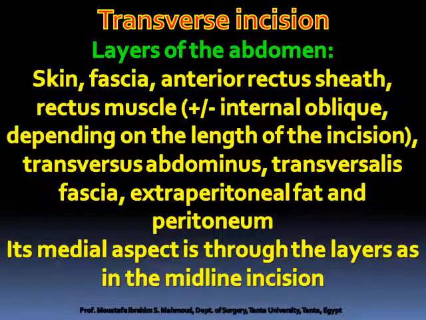The layers of incision of the abdomen are the skin, the fascia, the anterior rectus sheath, the rectus muscle, plus or minus the internal oblique, depending on the length of the incision, the transversus abdominis, transversalis fascia, extraperitoneal fat, and peritoneum. Its medial aspect is through the layers as in the midline incision.